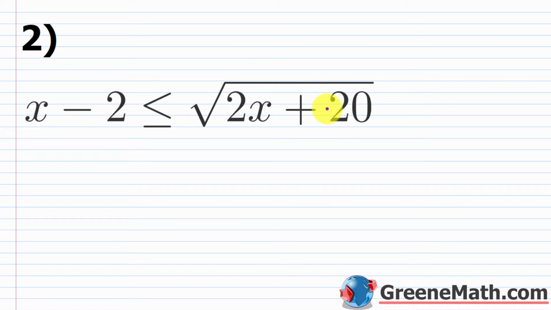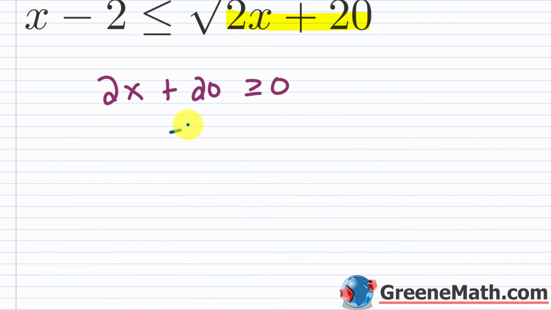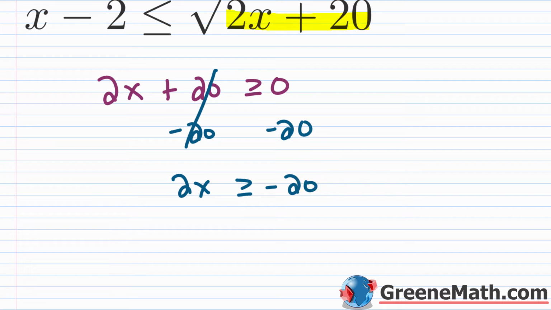So again, the first thing I'm going to do here is figure out what is my domain. If I'm working with the real number system, then this guy right here, this 2x plus 20, the radicand, needs to be non-negative. So let's say that 2x plus 20 needs to be greater than or equal to 0. Let's subtract 20 away from each side of the inequality. Let's cancel this away. We'll have 2x is greater than or equal to negative 20. Let's finish this up by dividing both sides of the inequality by 2.